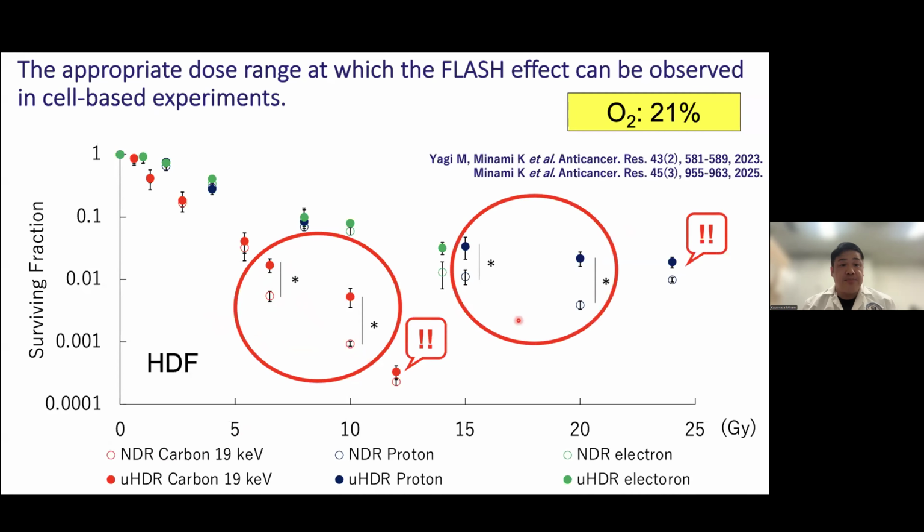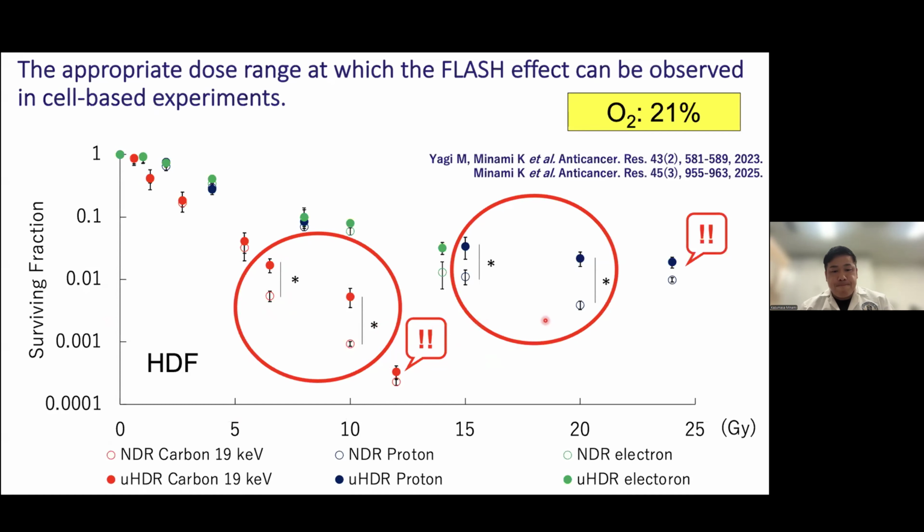In the case of the proton, from 15 to 20 gray, we can observe the flash effect. This horizontal axis is the physical dose, and the vertical axis is the surviving fraction. You can see that the surviving fraction increases after flash radiation compared with the conventional.